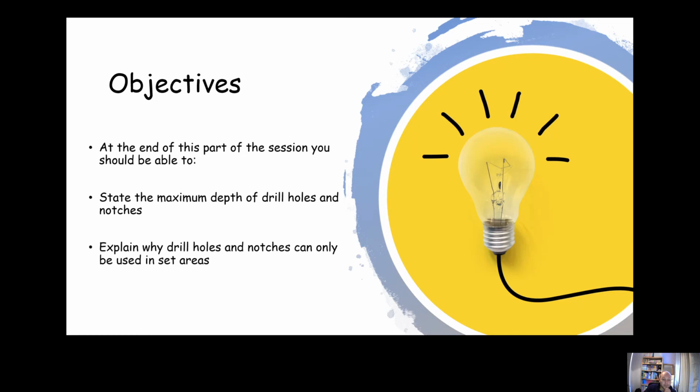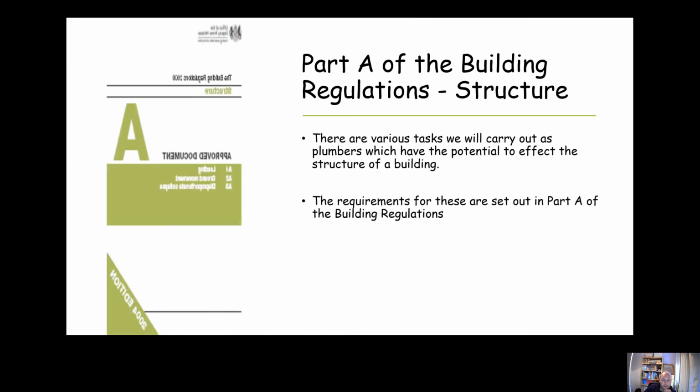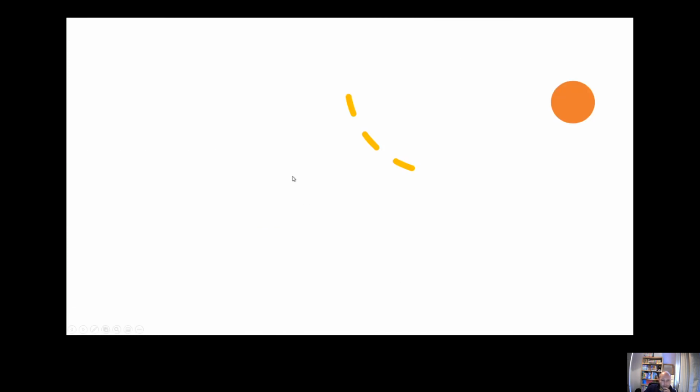Also want you guys to be able to explain why drill holes and notches can only be used in set areas, and also be able to say which areas they are, and state which building regulation covers the structure of a building. Okay, nice easy one. We're hitting that one right now. Part A of the building regulations covers structure, and anything that might have an effect on the structure of the building would be explained in there. So notching, drilling and chasing are all covered in Part A of the building regulations if you need to find out more. But we're going to talk about them now.